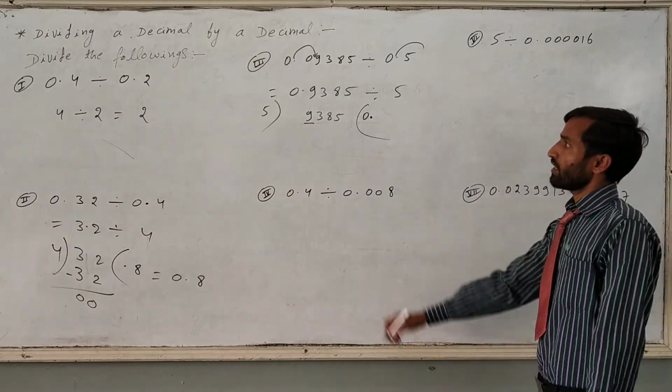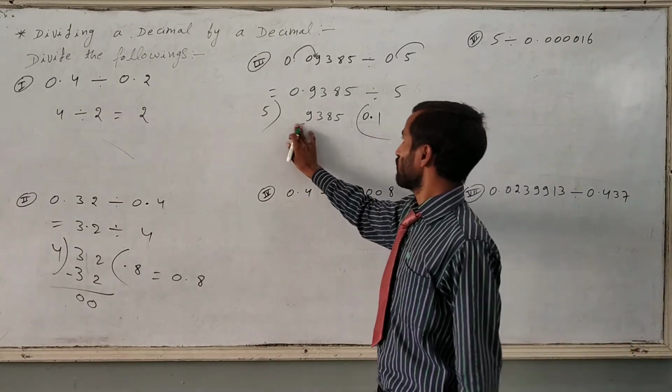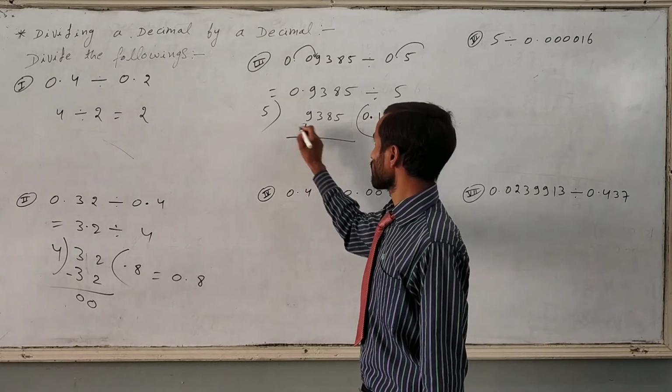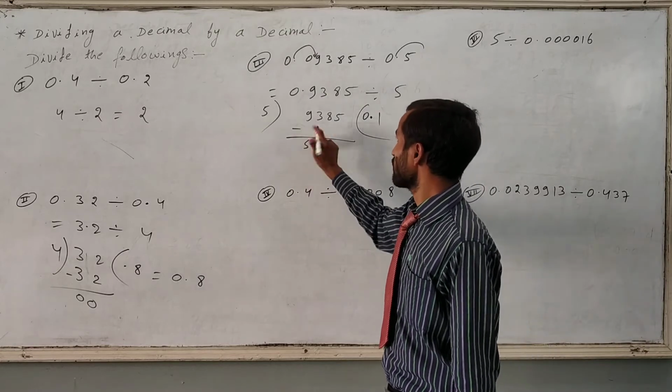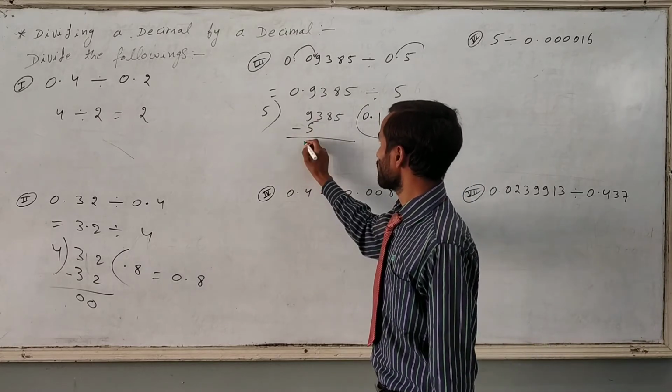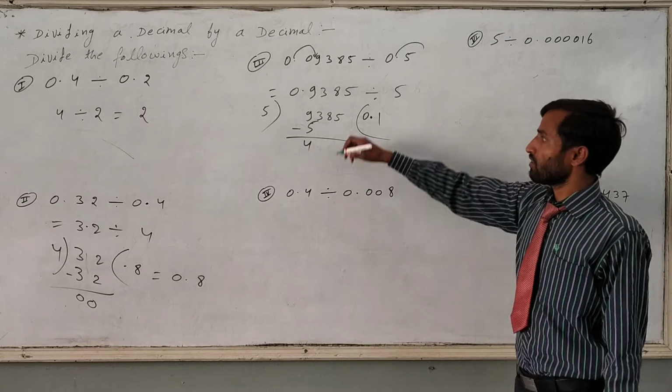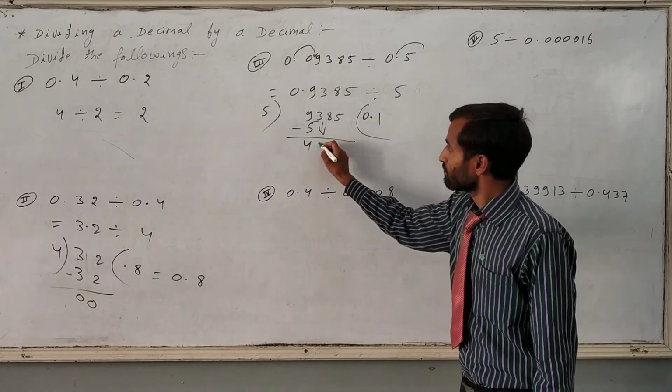So you can divide by 5. 5 ones are 5. Now we have to subtract 9 minus 5. 4 will come. And then write down here below 3.